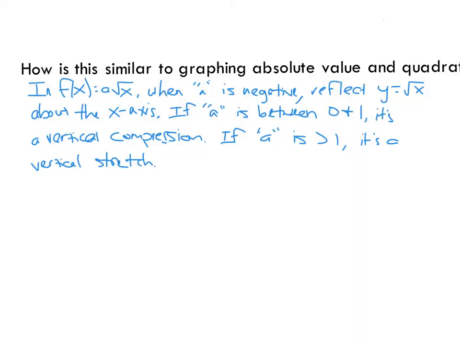Okay, so remember in f of x equals a square root x, when a is negative, it's reflected about the x-axis. If a is between 0 and 1, we call that a vertical compression or shrink. And if a is greater than 1, it is a vertical stretch. It is the same as absolute value in quadratics.